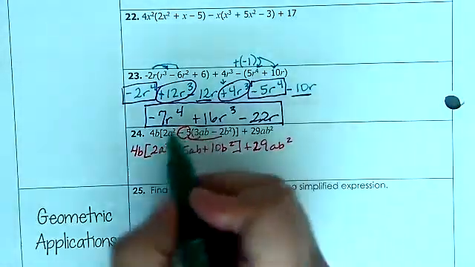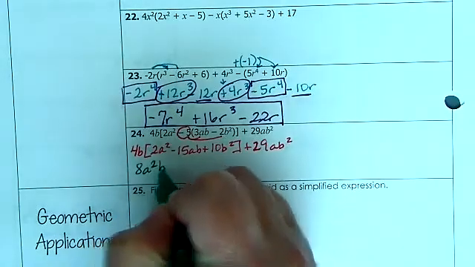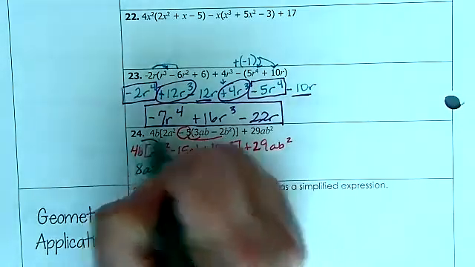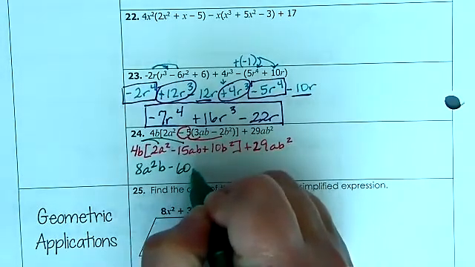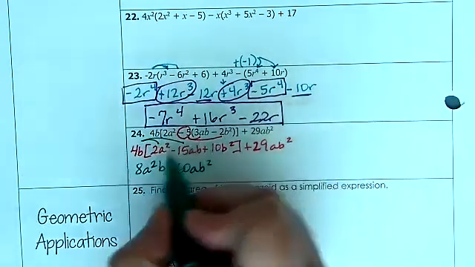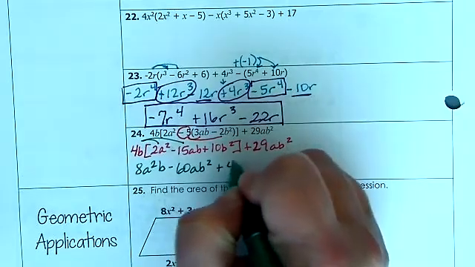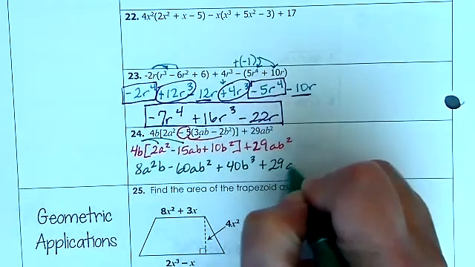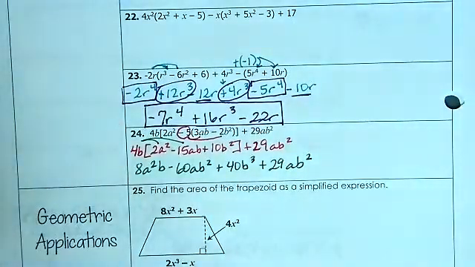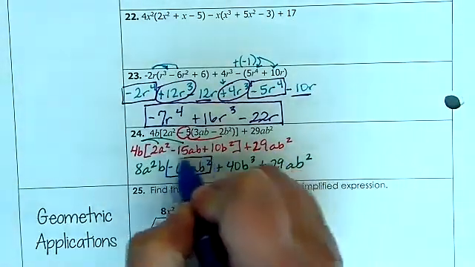And now we distribute the 4b. And that's going to give me 8a squared b minus, because I'm distributing here, then I distribute here. So 4 times 15, that's minus 60ab squared, because there's no a, but the b, that's b times b gives you b squared, plus 40b to the third, plus 29ab squared. All right, now I'm looking to see if there's any like terms. My only like terms I see are the ab squared.